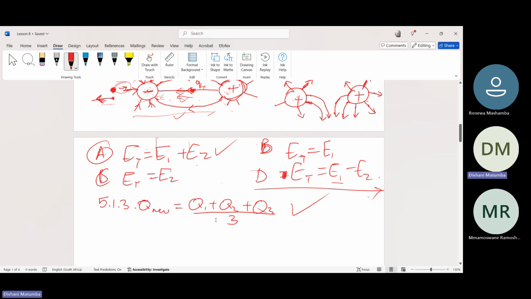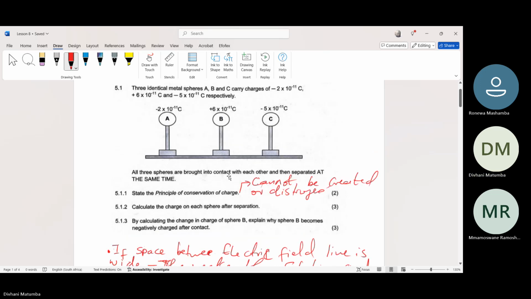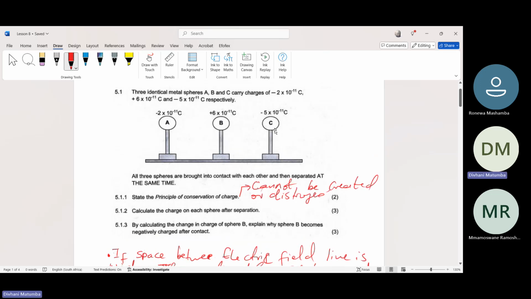Because during contact, the three of them became one, because they are now in contact. If you bring three spheres together, they will become one object. Okay, so that's fine, but why did we put it over 2? Over 3. Oh, okay. But do you agree with the 3?